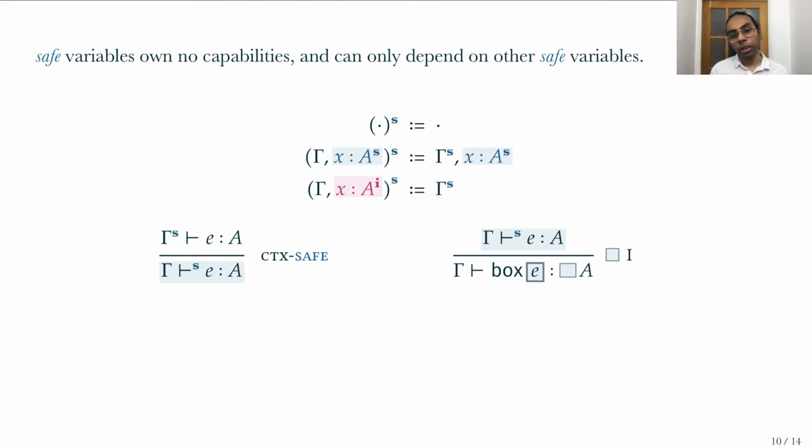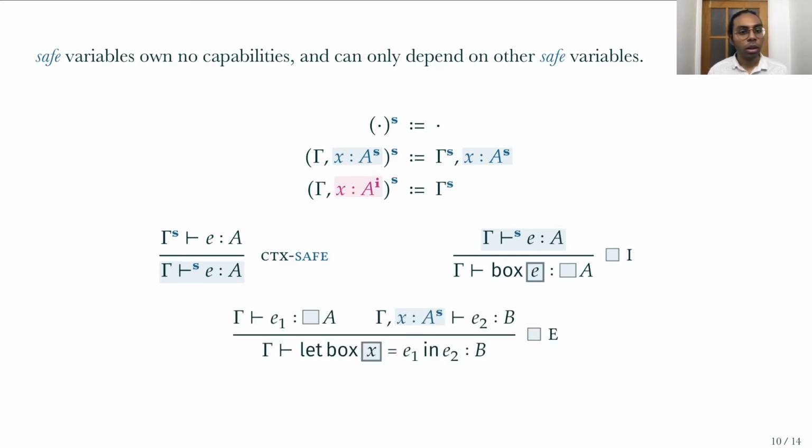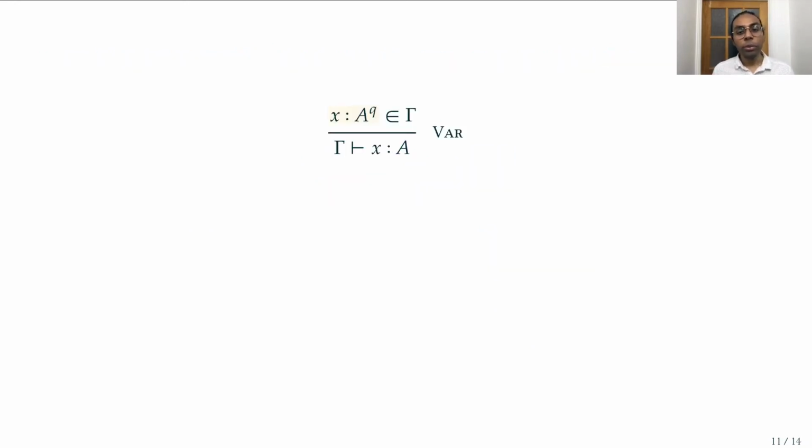And if we know that a term is safe, we can put it inside the box using our box introduction rule. And finally, we also have a letbox elimination rule for our box type constructor. So if E1 is a boxed term, we can bind the underlying value X, and we can eliminate to E2 if it is well typed in the extended context, where X is marked with a safe annotation. So these were the additional typing rules for the box type.